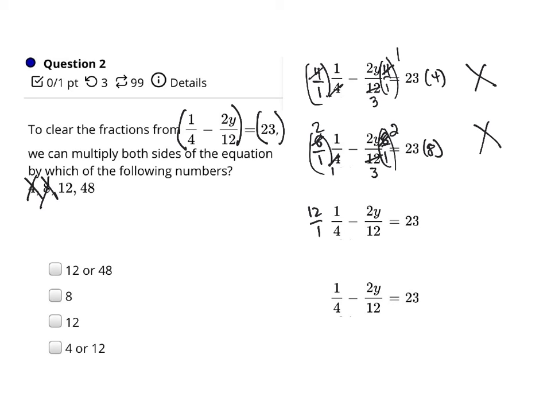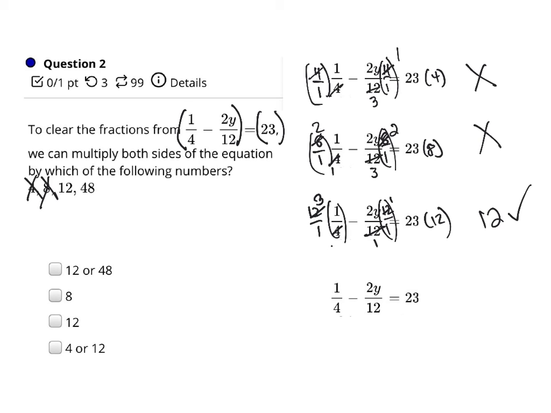Well, 12 will work, right? Because everything will cancel. 4 will go into 4 once. 4 goes into 12 3 times. Here the 12s go to 1s, and this you just multiply. So 12 works.